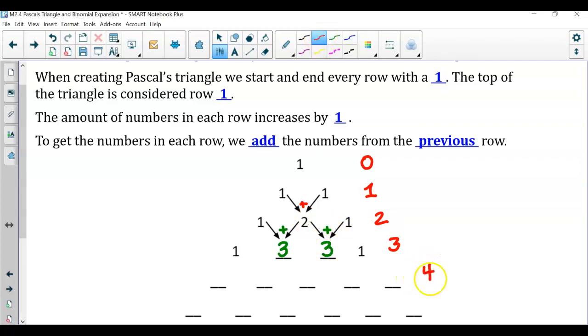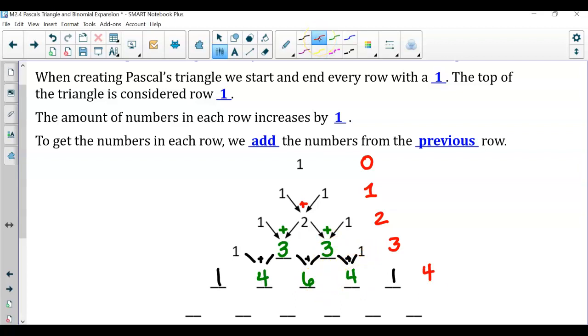So now the fourth row. Again, you always start and end with 1. Then here we always take between and add the two numbers from the previous row. So 1 plus 3 here is 4. Then 3 plus 3 here is 6. 3 plus 1 is 4. And then last is 1.